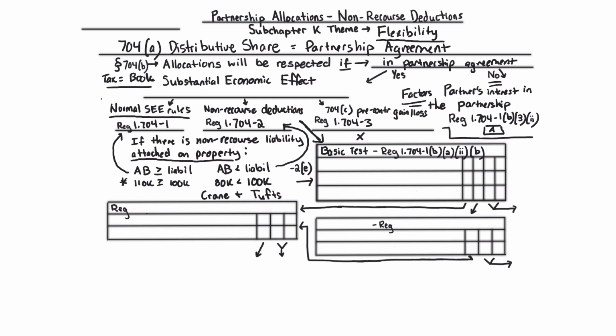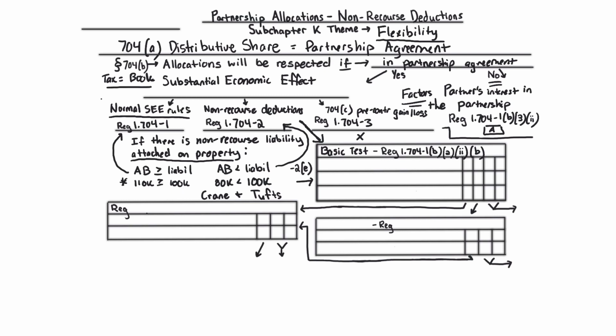So far, we've gone through and asked, do we have a non-recourse liability on the property? Yes, we do. Is the adjusted basis greater than or equal to the liability? If so, we apply the normal SCE rules and we go to my other video. If not, if the adjusted basis is less than the liability, we apply the rest of the video. We continue. In Reg 1.704-2(e), we've got a safe harbor for the allocations of non-recourse deductions to be respected.